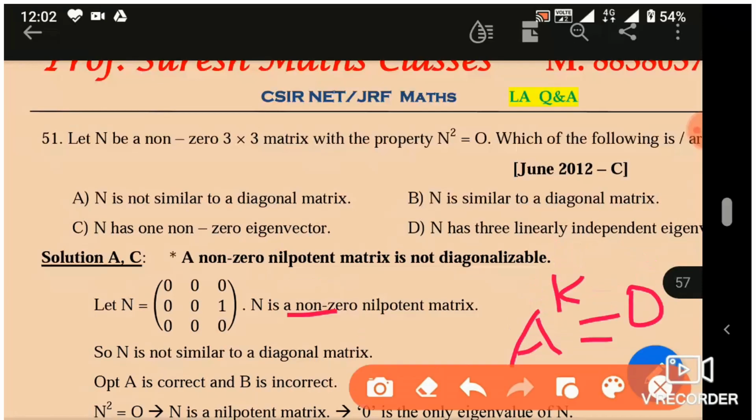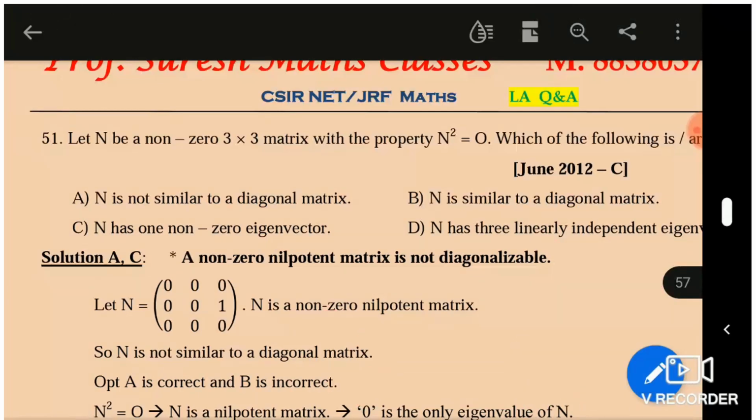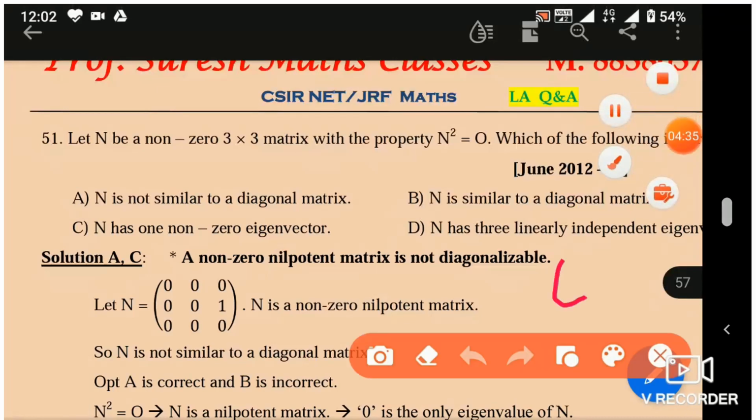But if we take the 0 matrix, 0 matrix is always nilpotent because 0 power 1 equal to 0. So 0 matrix is a nilpotent matrix of index 1. So keep this in mind.